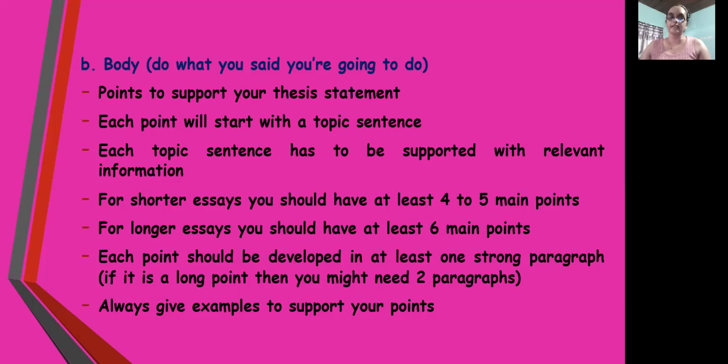For the longer essays, you should aim for at least 6 points. If you can get more and you can explain each one very well with examples, then you're good to go. Each point should be developed in at least 1 strong paragraph. If there's so much information that you have for 1 point, or you have good examples and so on, that's fine. Just make it into 2 paragraphs. Just don't let the paragraph go on and on and on. Split your points into 2 paragraphs if you need to.